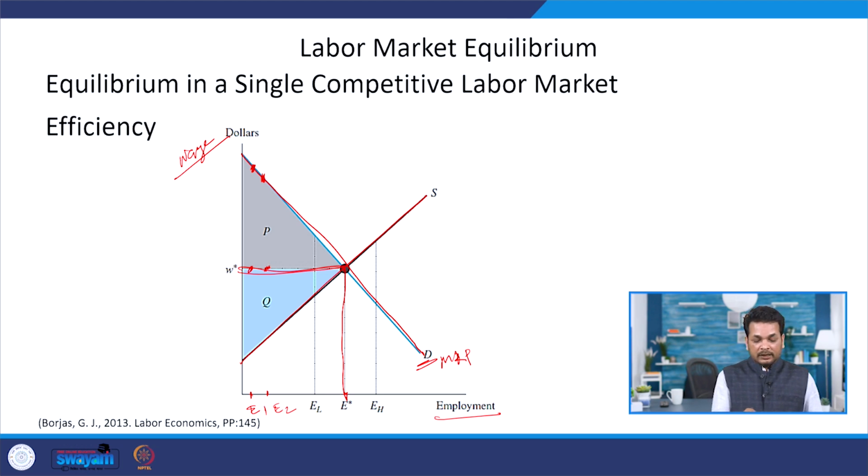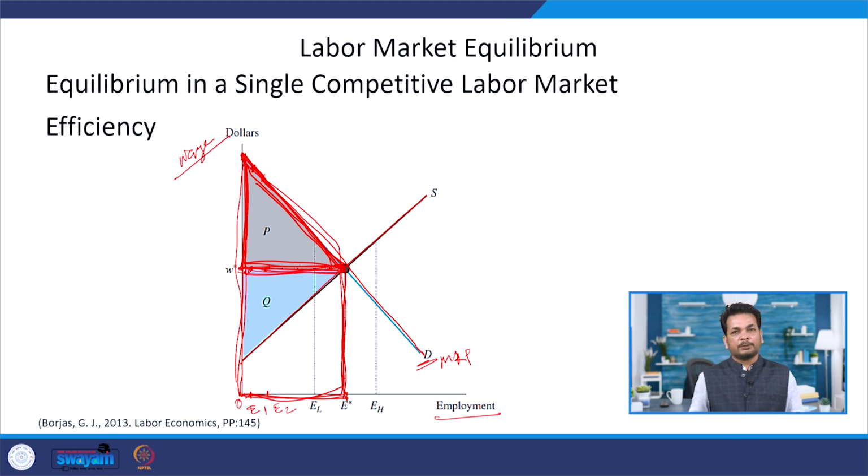So, if we join these points, this triangle is the farm's surplus, the producer surplus, by employing this much labor. By employing this much labor, OE star, the farm is getting the revenue of this much, but the farm is paying only this much. So, this much is the gain in terms of producer surplus.